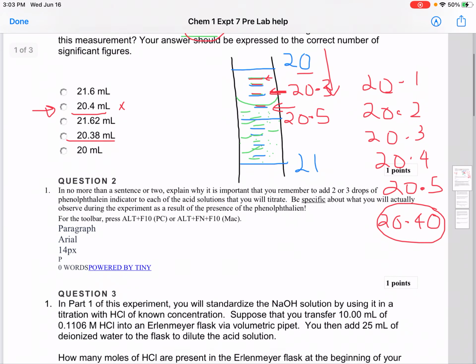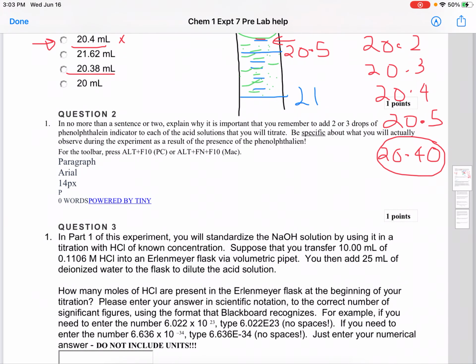Okay. The next one: in no more than a sentence, explain why it is important to add 2-3 drops of phenolphthalein. Well, phenolphthalein is the indicator. When you are doing any kind of titration, especially when you are using liquids that are clear or colorless, we always have to use an indicator. The indicator will tell us when it changes from one medium to another, for example, acidic to basic or basic to acidic.